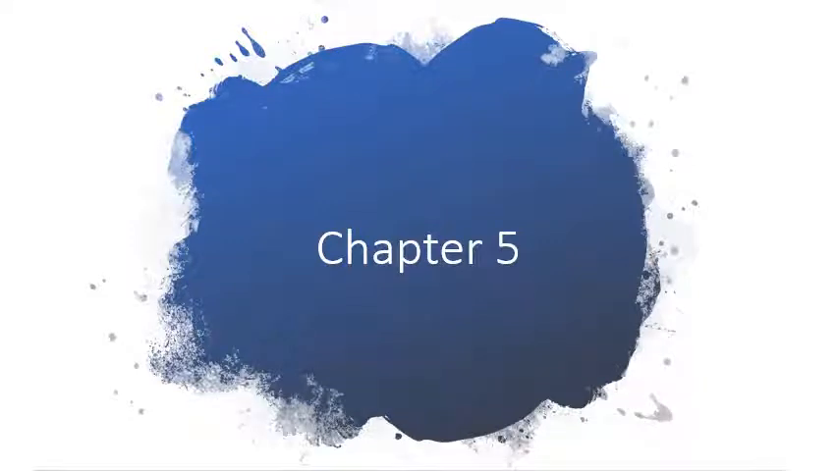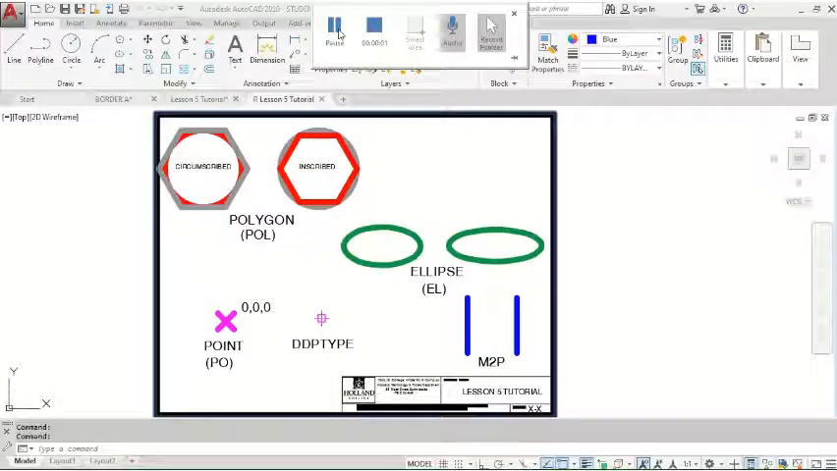This is the tutorial for Chapter 5 from your beginning AutoCAD workbook. In lesson number 5, we're going to go over the commands for polygon, ellipse, point, and a new snap function, mid between 2 points.